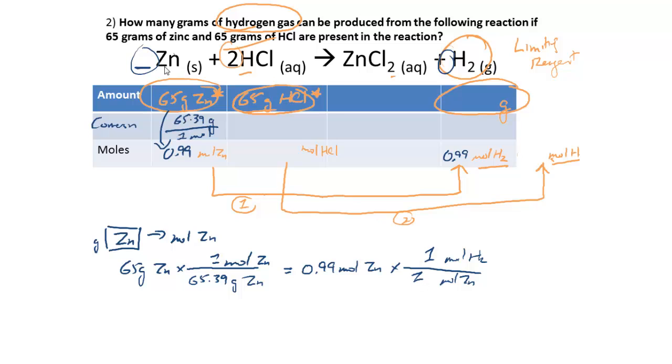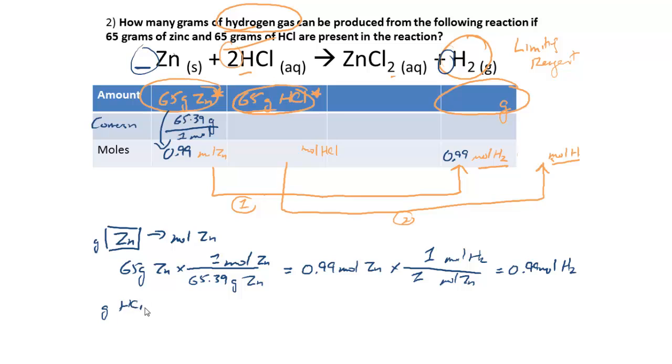Remember, those coefficients not being there means it's just a 1 to 1 ratio. So, of course, 0.99 moles of H2. So what have I just figured out? I figured out that with 65 grams of zinc, I can make 0.99 moles of H2. Cool. Well, let's look at our, what are we looking at now? We're looking at our HCl.